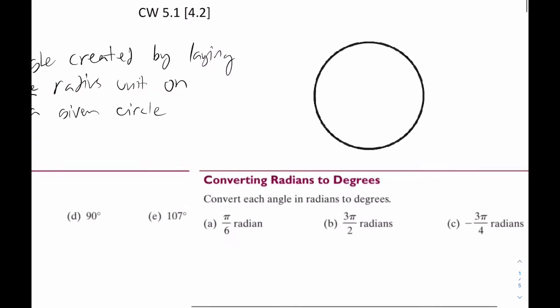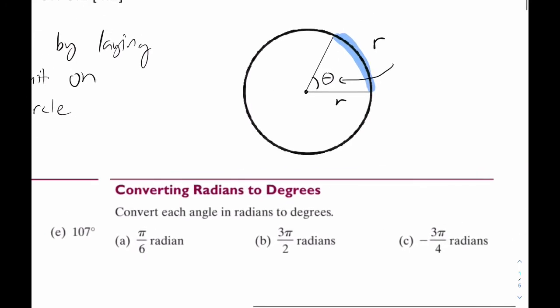So here's a given circle right here. What we're going to do is draw our radius in. And imagine I take this radius and I lay it like right here. So that'll be relatively to scale. The angle we just created right here, that is called 1 radian. Hopefully you remember this symbol. That is a Greek letter theta. And again, by doing this, this is also equal to 1 radian.